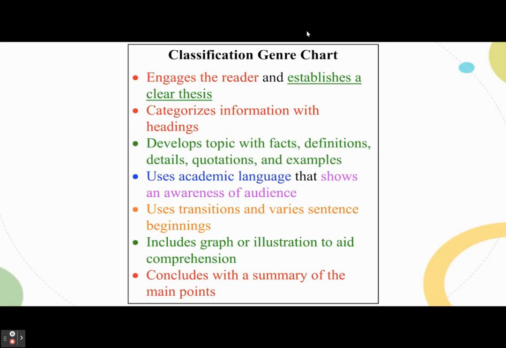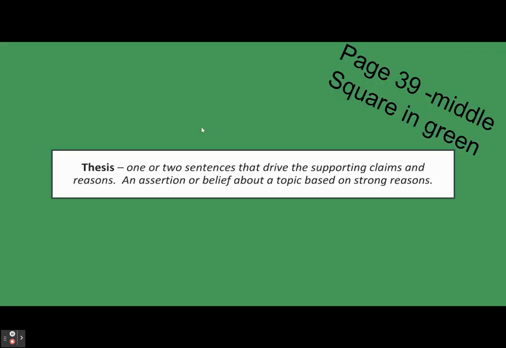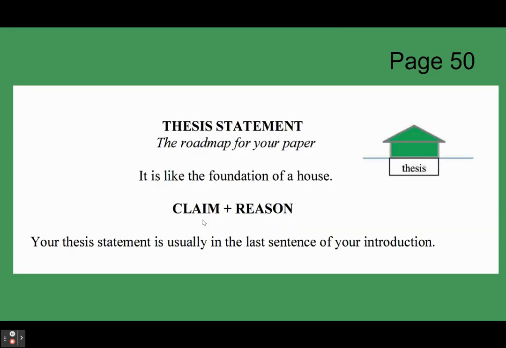When we look at the classification genre chart, it says establishes a clear thesis. In the 6 traits of writing, that's going to be ideas because your thesis is the whole idea of your whole paper. It drives your whole paper. And it's kind of like the foundation of a house. If you built a house without a foundation, it would not last and it would not be strong. And that's exactly how your thesis is. If you do not have a good, strong thesis, your paper will not be as strong. And this is usually found in the last sentence of your introduction paragraph.